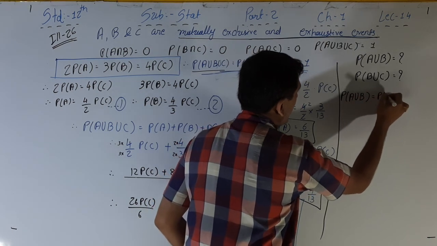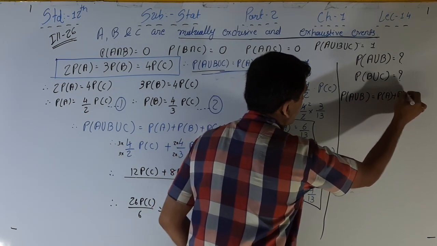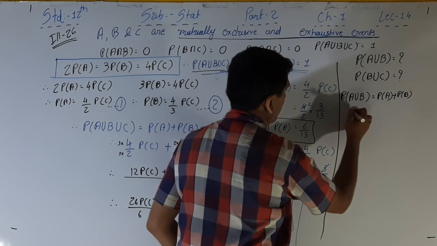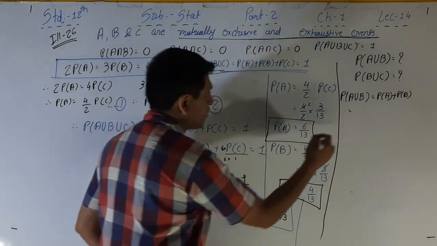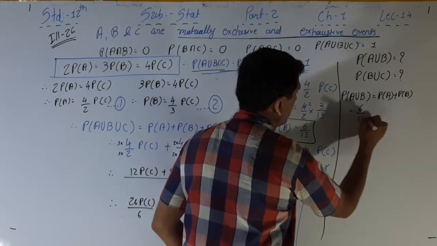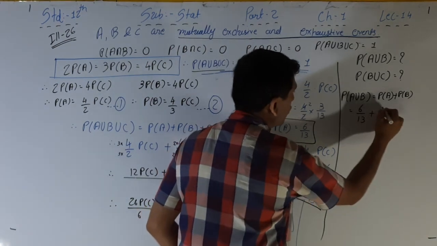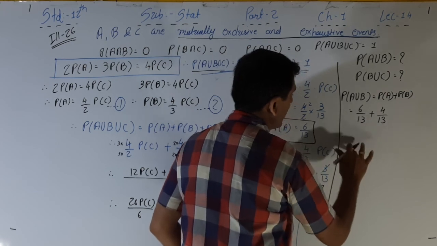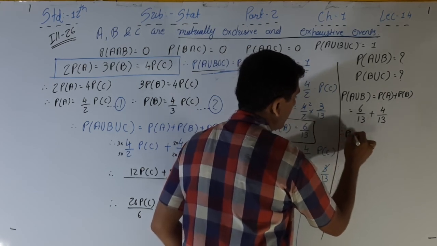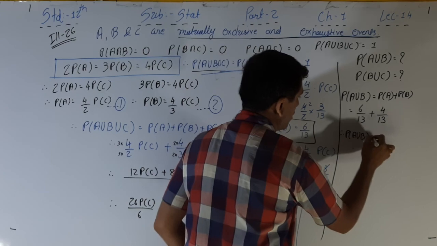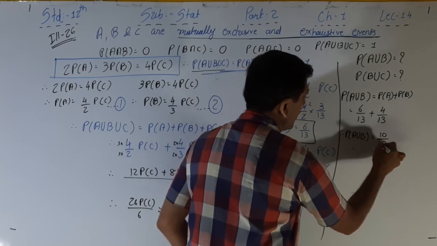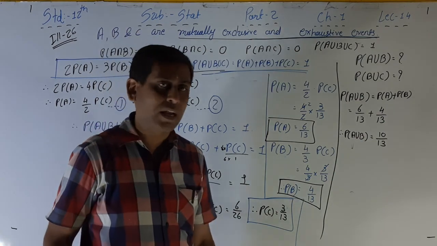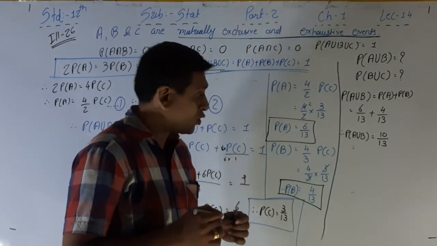That is P of A plus P of B. Now put the value. What is P of A? 6 by 13. What is P of B? 4 by 13. So A union B is equal to the required probability 10 by 13. Because 13 is the LCM, we just add 6 plus 4, that is 10 by 13. That is your final answer.